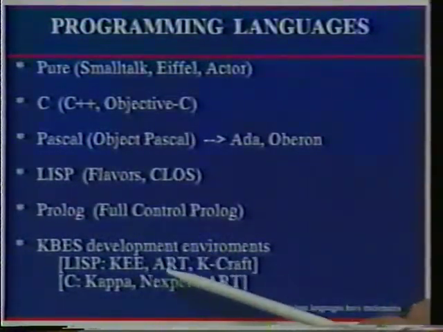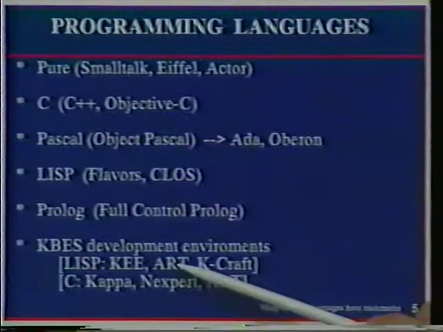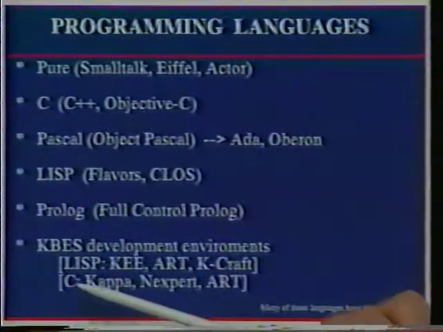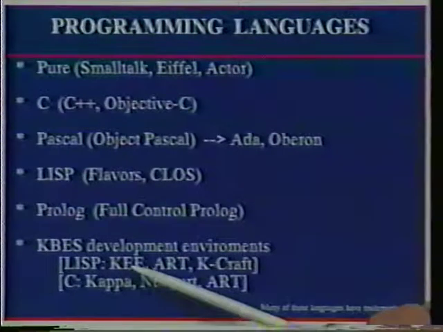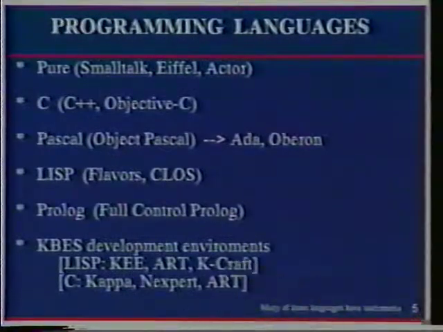and there are a number of knowledge-based expert system development environments which have several features which I described in the object-oriented systems overview. There are Lisp-based languages such as Key, Art, KnowledgeCraft; C-based languages such as Kappa, NXpert, and Art. Let's have a look at how these languages have evolved over the history of programming languages.